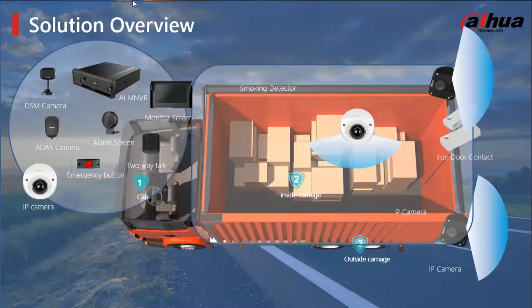For the solution overview, some of the products that we have include cameras. We have the DSM cameras, which we'll talk about shortly, what it is. We have the AI NVRs, we have the screens. These small screens are used to monitor the vehicle. We have a two-way talk module, and then we have sirens, emergency buttons, cameras and an ADAS camera. This one is just an overview of the vehicle, how it will appear.